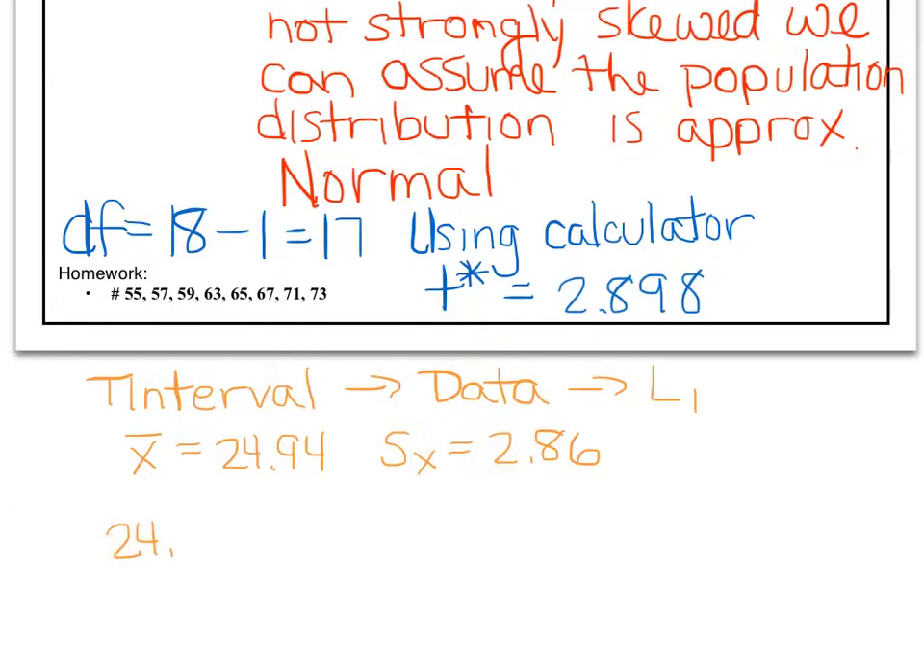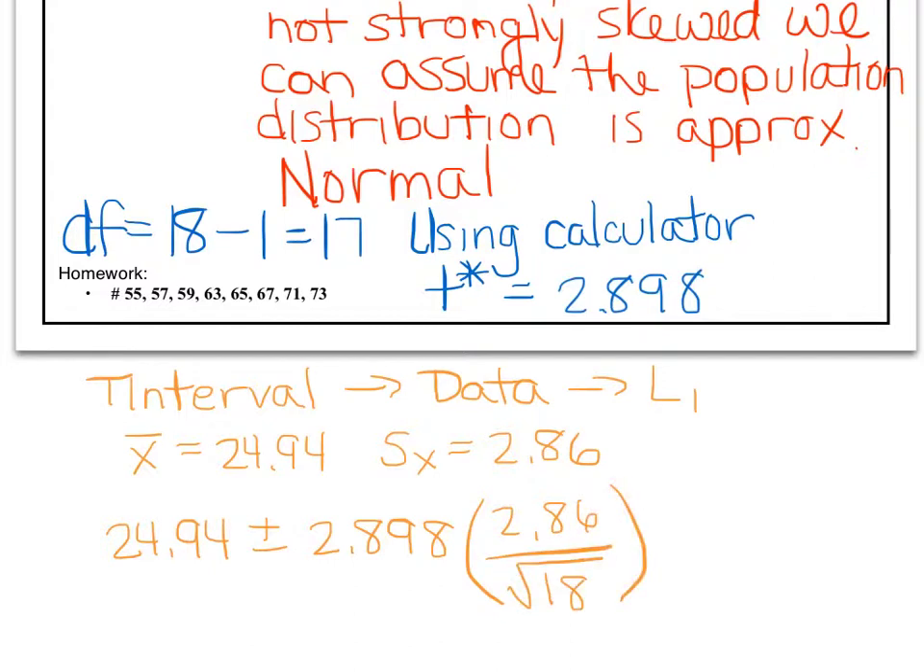So then I can plug that information into my interval. So 24.94 plus or minus 2.898 times 2.86 divided by the square root of 18. And it also gives me my interval. And this tells me that my interval is 22.99 to 26.897.